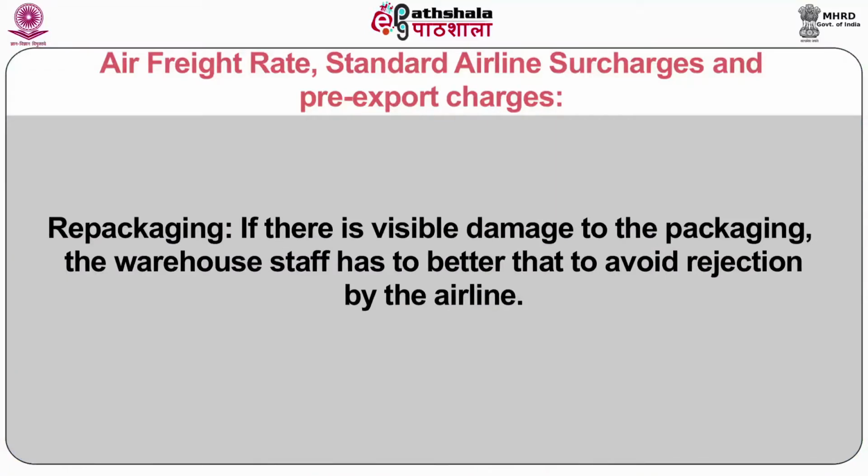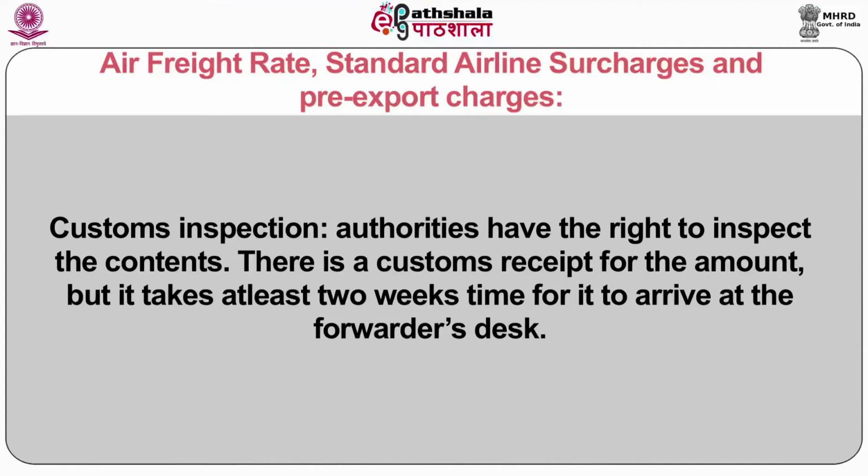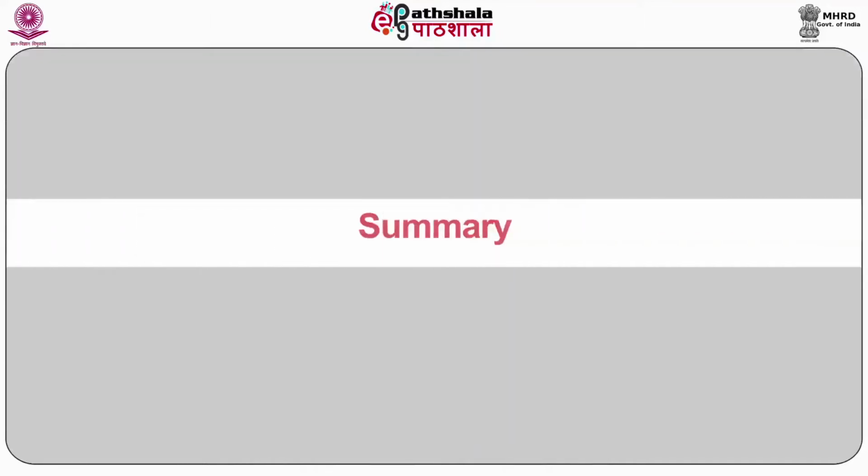Handling. The freight has to be stored in the warehouse, checked, labeled and tendered to the airline, usually as a single price and not a per kilo price. Repackaging. If there is visible damage to the packaging, the warehouse staff has to repair it to avoid rejection by the airline. Customs inspection. That is, authorities have the right to inspect the contents. There is a customs receipt for the amount, but it takes at least 2 weeks' time for it to arrive at the forwarder's desk. Now I would summarize the whole module.